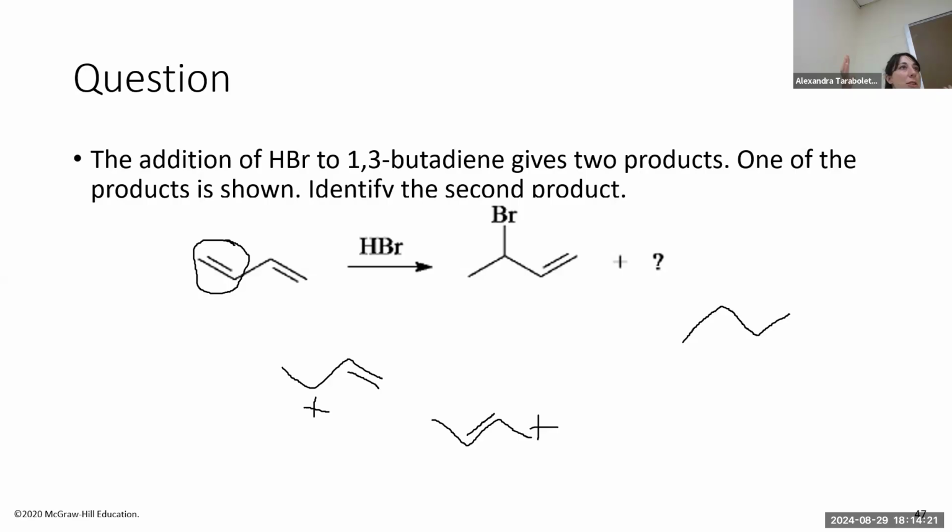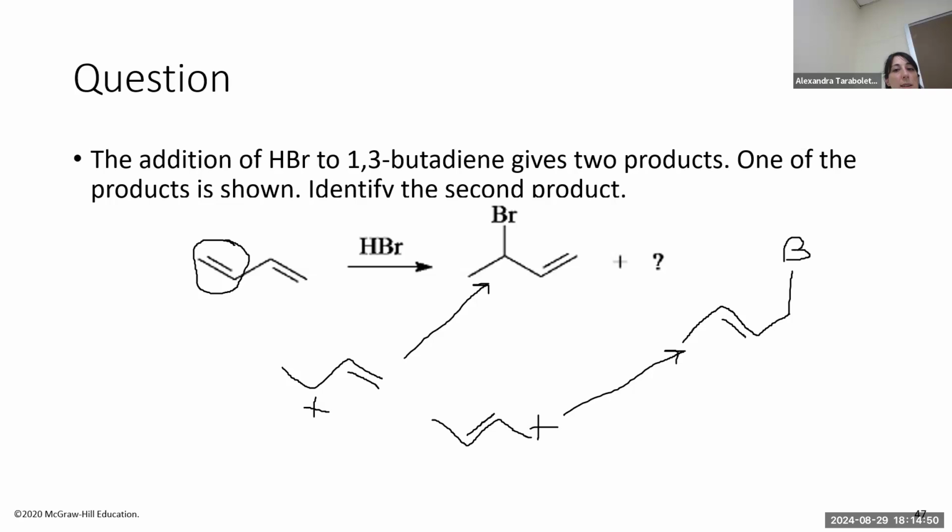And then if you just think about adding on your halide where the positive charges are, it'll show you the two products. One product is this, that's going to come from this resonance form. If we add bromine to the positive charge here, you get this resonance form. And if you add it to this one, you get this resonance form.